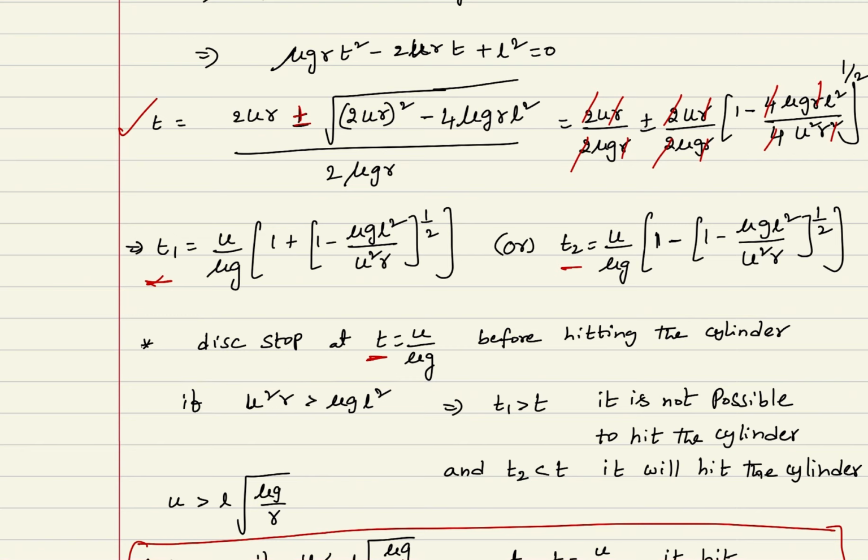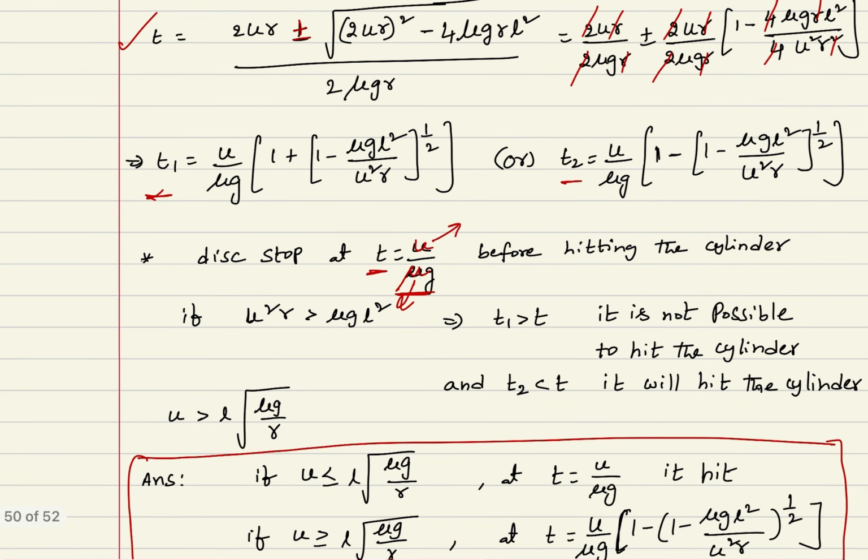Okay, if it is stopping at t equal to u divided by mu g, observe this carefully. This is u and this is mu. u is the velocity of the disk, mu is the coefficient of friction. I can see that it should not actually take more than this time.